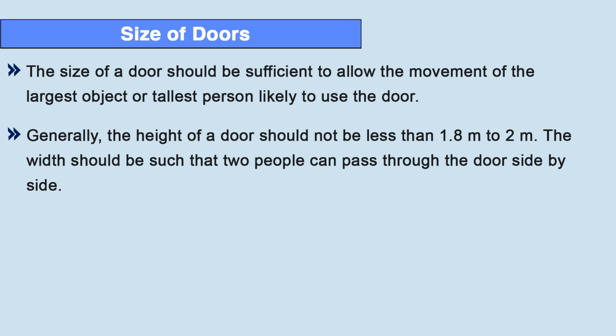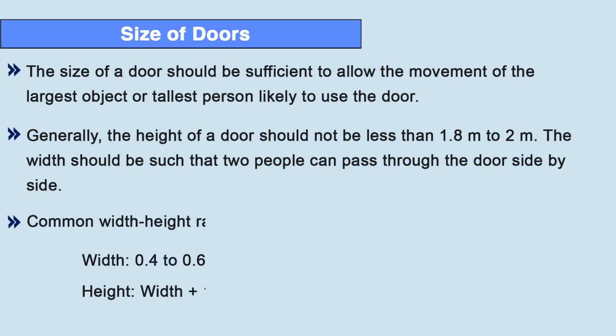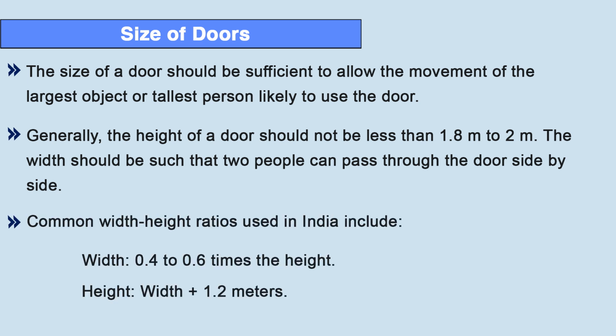The width should be such that two people can pass through the door side by side. A common thumb rule used in India for size of the door is that width should be 0.4 to 0.6 times the height of the door. Height should be width plus 1.2 meter. In this formula, we are supposed to keep width in meters.